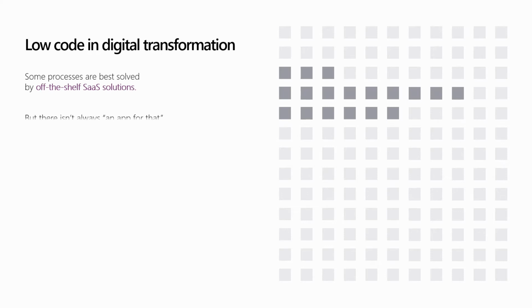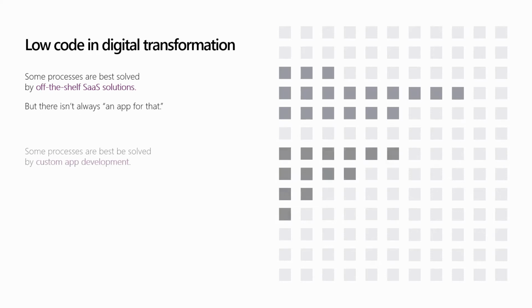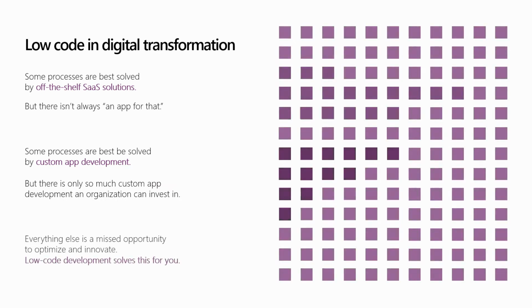There are some processes that are best solved by off-the-shelf SaaS solutions, but there isn't always an app for that. Some processes are best solved by custom app development, but there's only so much custom app development an organization can invest in. Everything else is a missed opportunity to optimize and innovate, and low-code development really solves this for you.